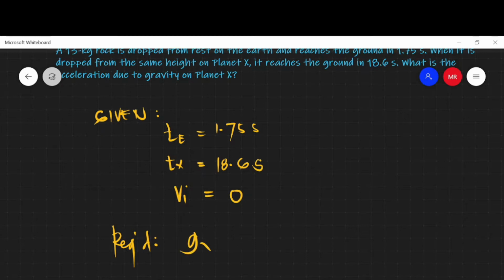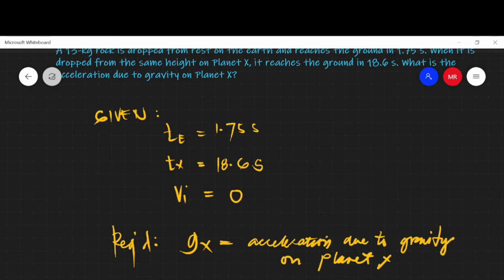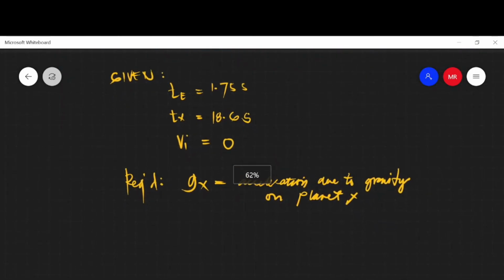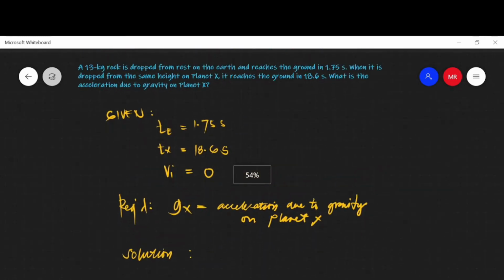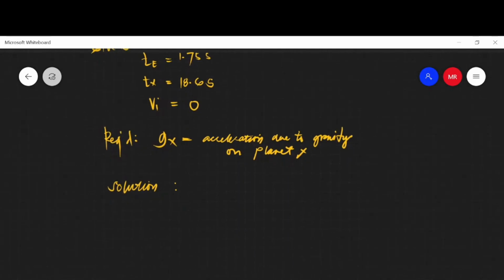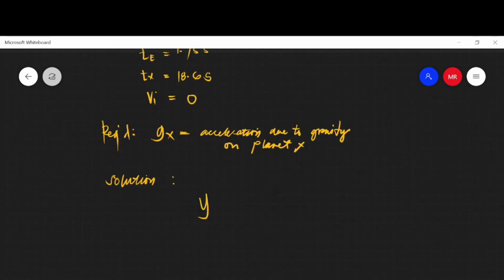Let's say g sub X, acceleration due to gravity on planet X. So let us solve for this problem. So we all know that from the problem, the stone is dropped from the same height on planet X and on planet Earth. Therefore, let's say that y sub E is equal to y sub X. This is equal the height, the vertical height.